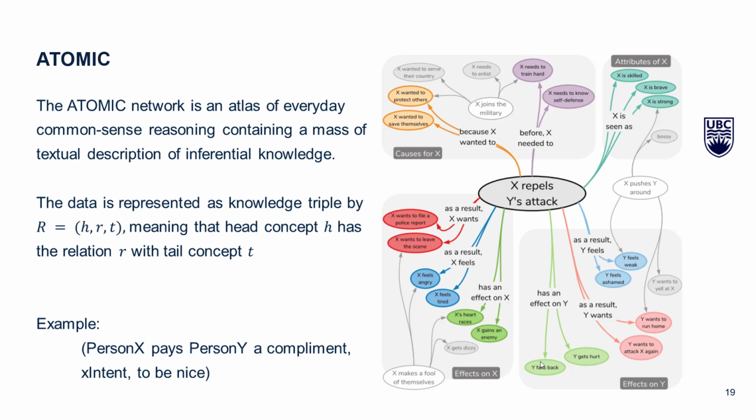Another knowledge base that was used is Atomic. The Atomic network is an atlas of everyday common sense reasoning containing a mass of textual descriptions of inferential knowledge. Again, the knowledge is represented as a triple, with a head concept and a tail concept with a relation R in the middle. For example, with Atomic, we might see person X pays person Y a compliment with the relation X intent to be nice. So we've got the two concepts, and again, the relation in the middle.